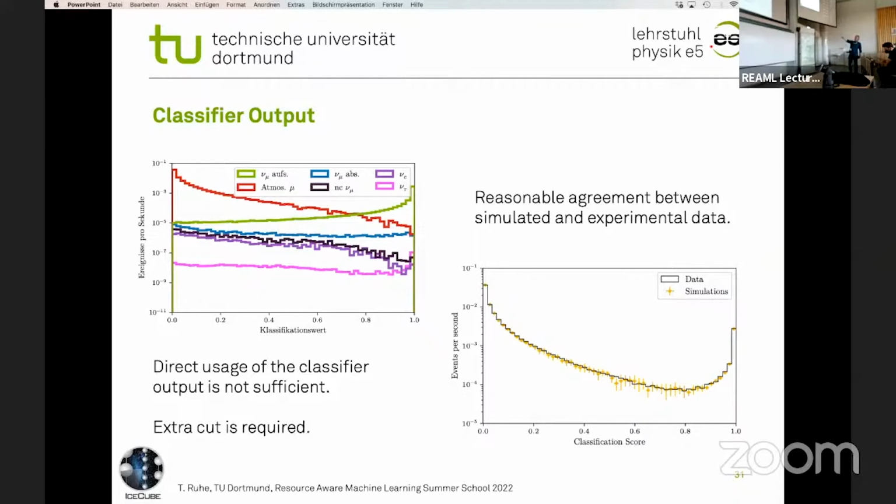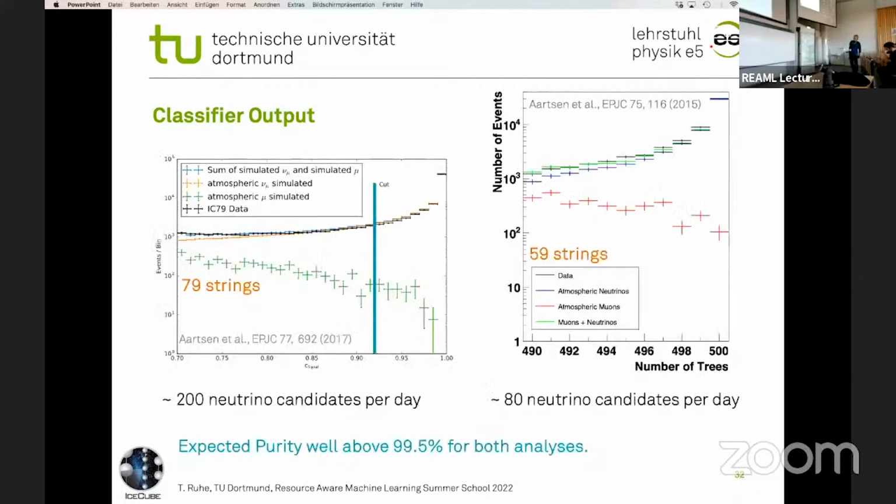But you can also see, if you just trust the default classification of the classifier, and that would generally apply a cut here at 0.5, then this is not sufficient because at this point, we're still very much dominated by the background. Okay, so this requires an extra cut. And well, it then somewhat depends on where you want to place the cut.